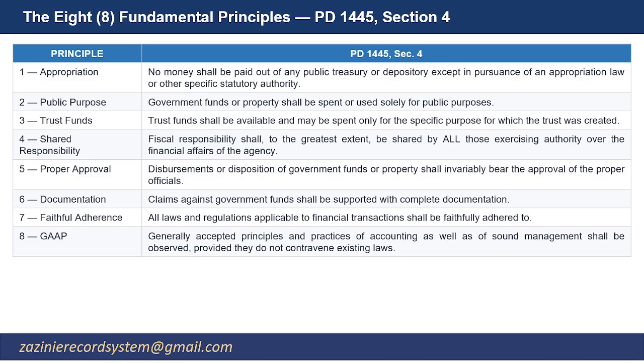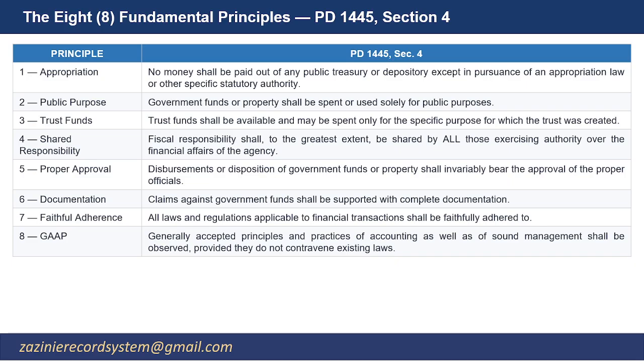Principle 1, Appropriation. No money shall be paid out except in pursuance of an appropriation law or other statutory authority. Principle 2, Public Purpose. Funds must be used solely for public purposes. Principle 3, Trust funds. Spent only for the specific purpose for which the trust was created. Principle 4, Shared responsibility. Fiscal responsibility is shared by all who exercise authority over financial affairs, not one individual alone.